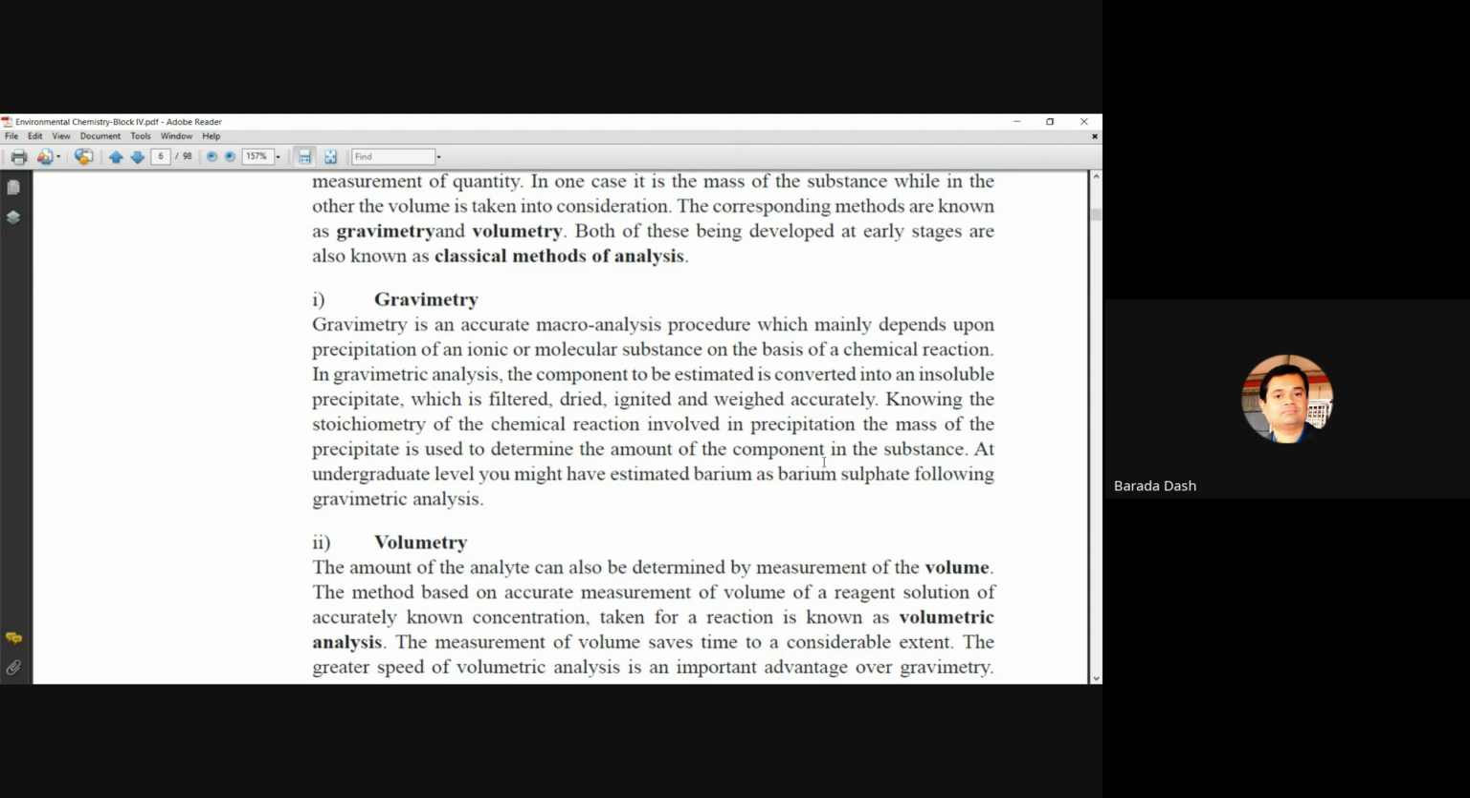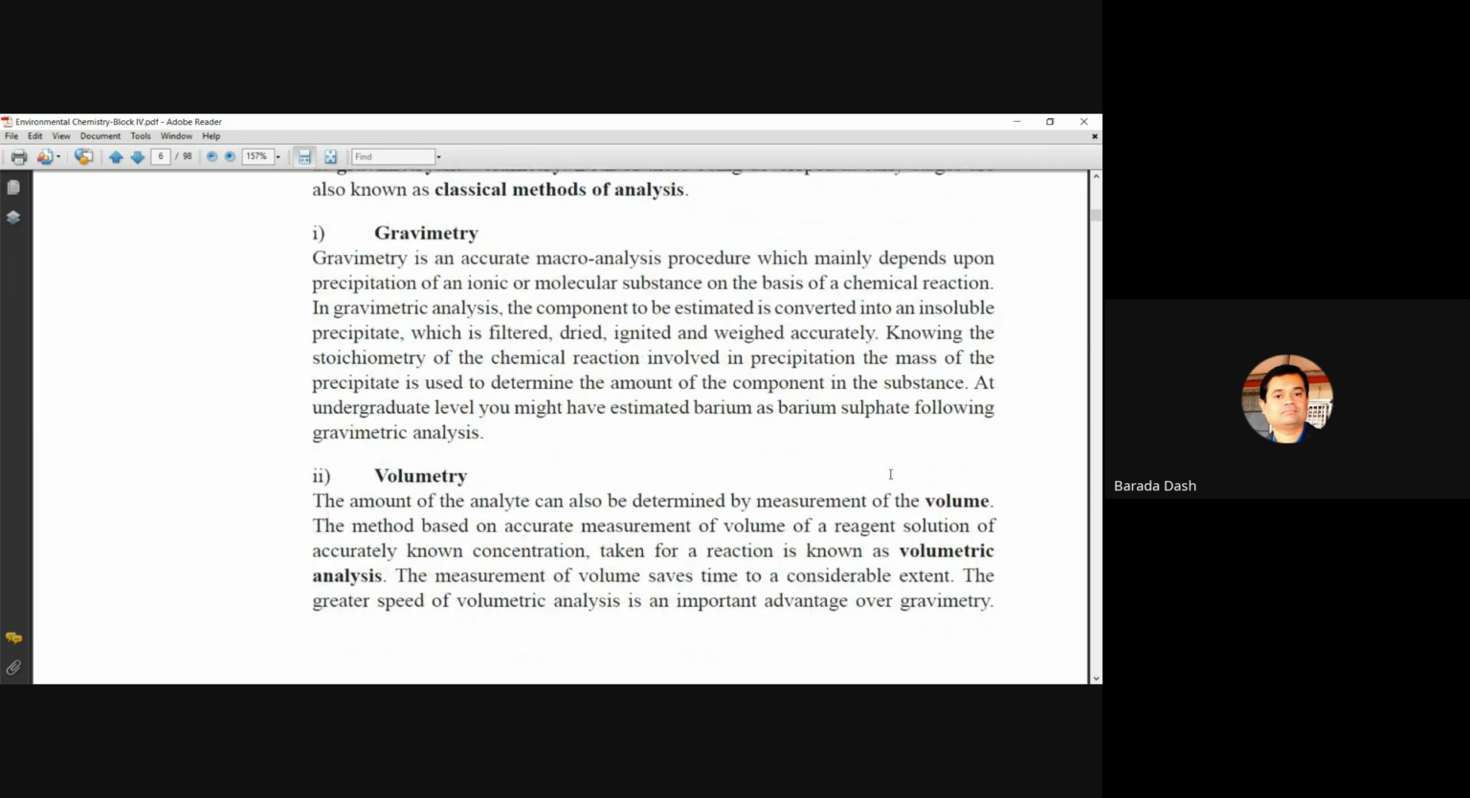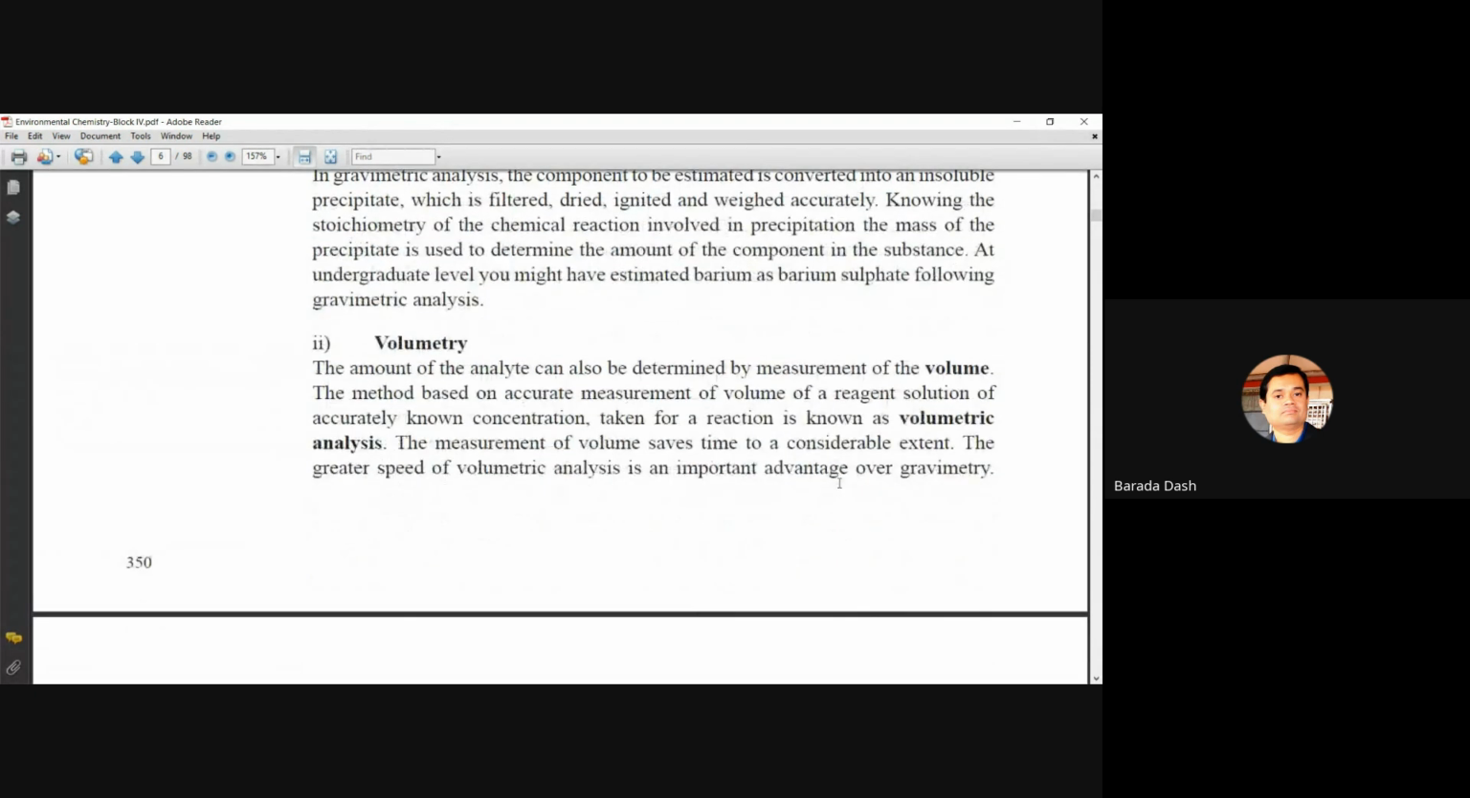At undergraduate level, you might have estimated barium as barium sulfate. Those who have a chemistry background can remember the estimation of barium as barium sulfate. If you precipitate barium, you make it a sulfate, and barium sulfate will precipitate as a white precipitate. Then you can separate it out by filtration and drying it, and find out how much barium is there in the solution.